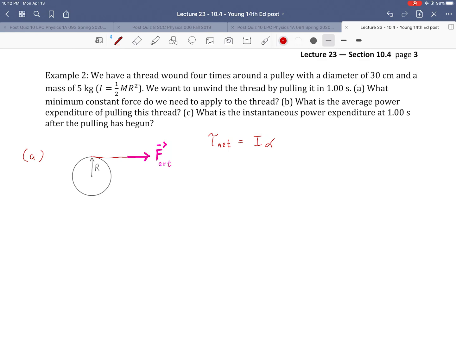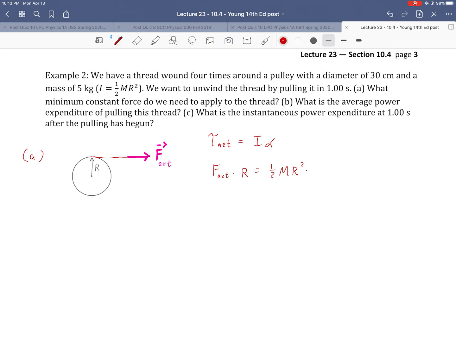Well, torque net is just going to be F times R times sine of 90 degrees, because there's a 90-degree angle between the radius and the external force. And that's true anytime you have something wound. Anytime there's a string or a pulley system, it's always going to be 90 degrees between the tension force or the pulling force, whatever it may be, and the radius, because of the way the string comes off. It comes off to make a right angle at that contact point. So then it's force external times radius equals I, which we know is 1/2 mr squared, times alpha.